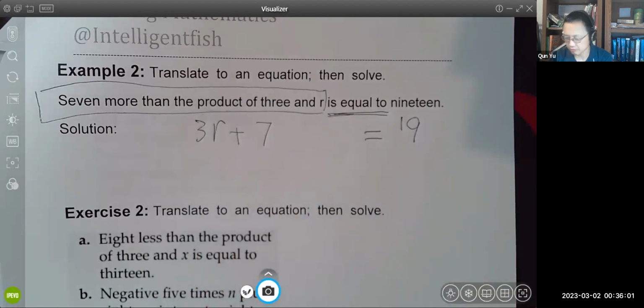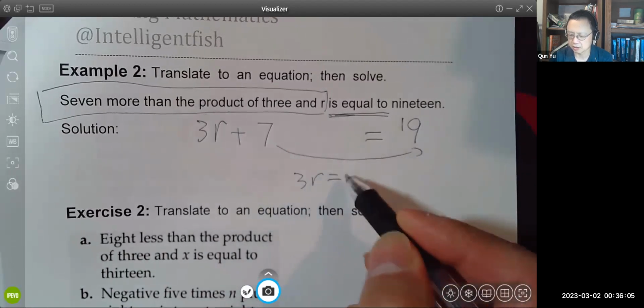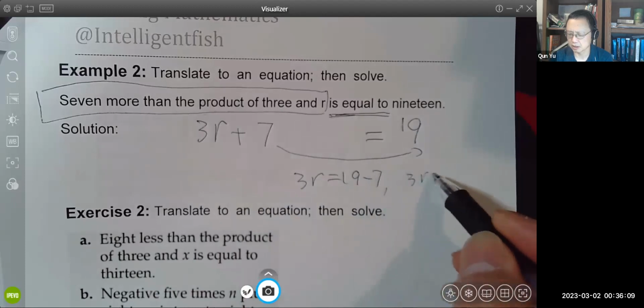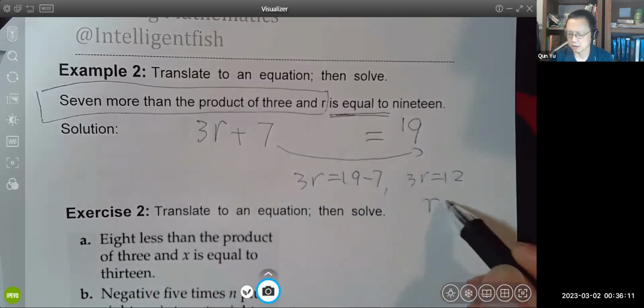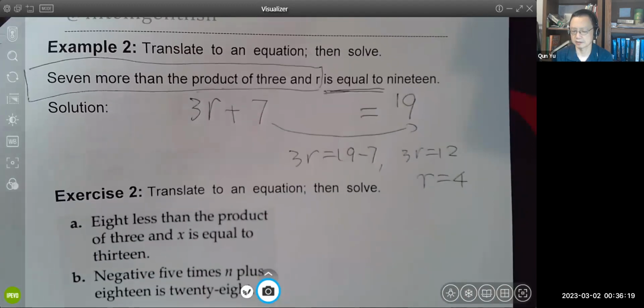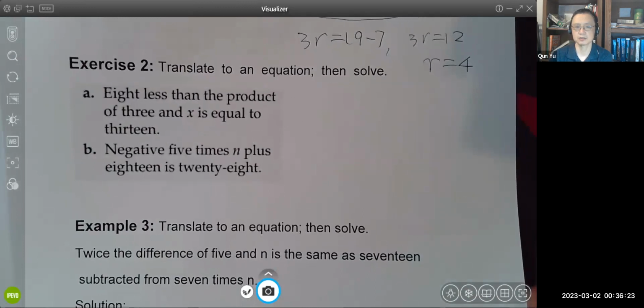So now we can solve it. Move 7 to the other side. 3r equals 19 minus 7. So 3r equals 12. r equals 4 if we divide both sides by 3, right? We solve it. Now, second set of exercise questions, translate and then solve.